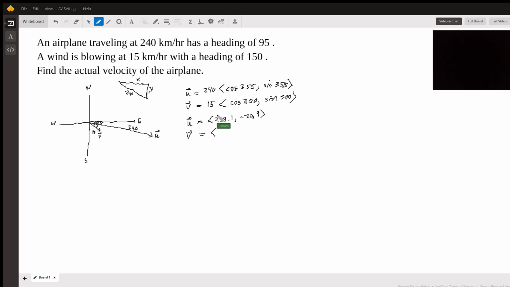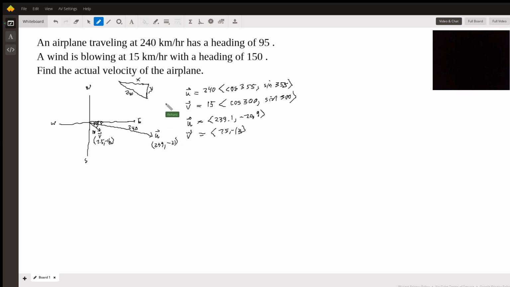This is going to be, the coordinates of V are going to be 15 times the cosine of 300, which is 7.5, comma, negative 13. If you look at the diagram, these numbers make sense. Think of this 7.5, comma, negative 13 as the coordinates of this endpoint. And the endpoint U would have coordinates 239, roughly minus 21, something like that.